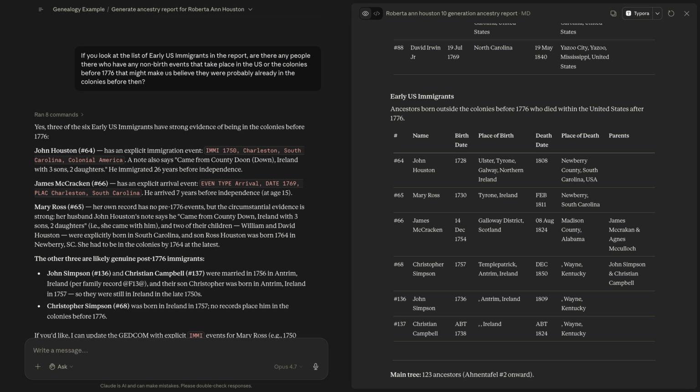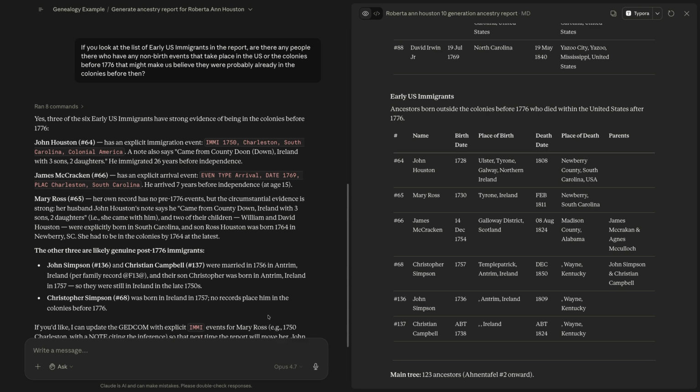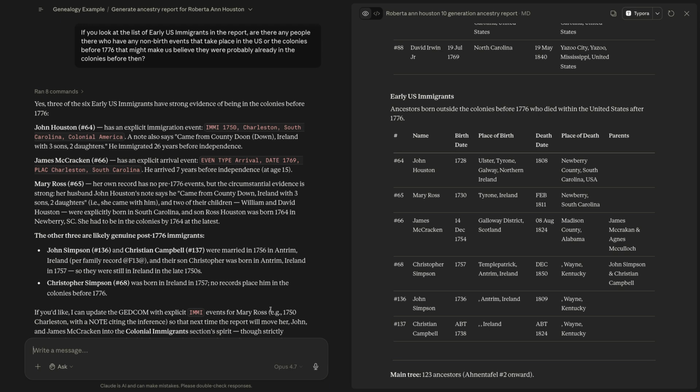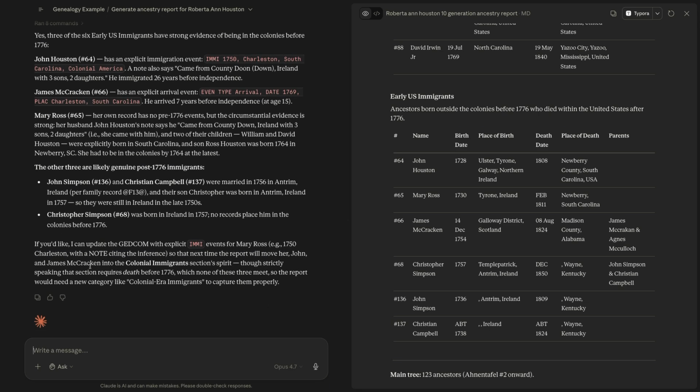Mary Ross has her own record. Her own record has no pre-1776 events, but the circumstantial evidence is strong. Her husband said that they came, and 2 of their children. Oh, I guess they weren't married in the U.S. They were married in Ireland. That's right. 2 of their children were explicitly born in South Carolina, and their son Ross Houston was born in 1764, which is before the Revolution. So they must have been in the colonies by at least 1764. The 3 others are likely genuine to have come after the Revolution. And then it says I can update the GEDCOM with explicit dates for Mary Ross and whatnot.